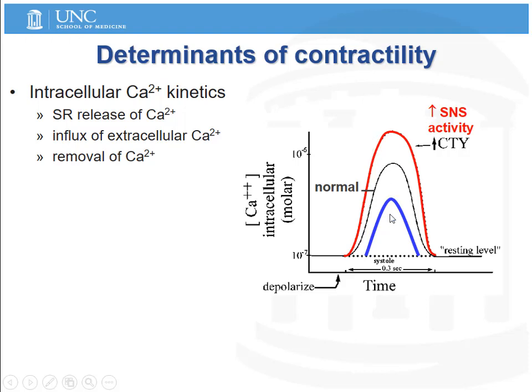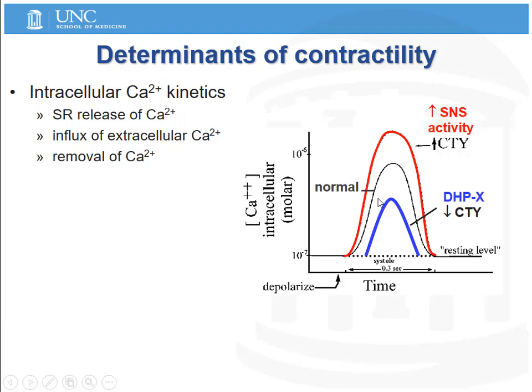And if calcium influx was inhibited, for example with a dihydropyridine inhibitor like in the blue line, this would lead to a decrease in the intracellular calcium influx during an action potential, and therefore a decrease in the number of actin-myosin cross bridges formed and less contractile force developed or decreased contractility.